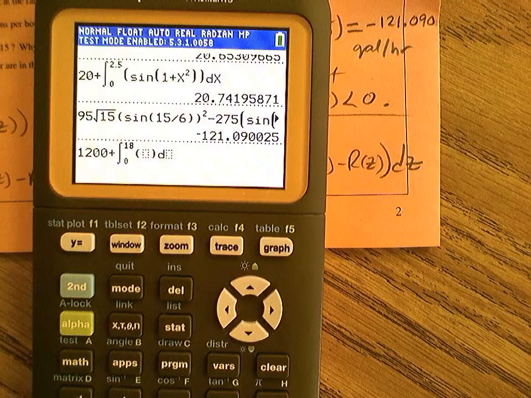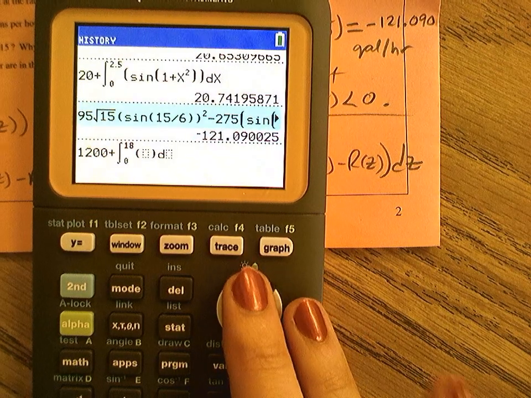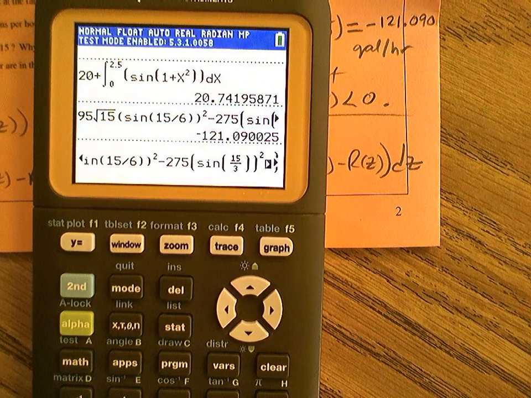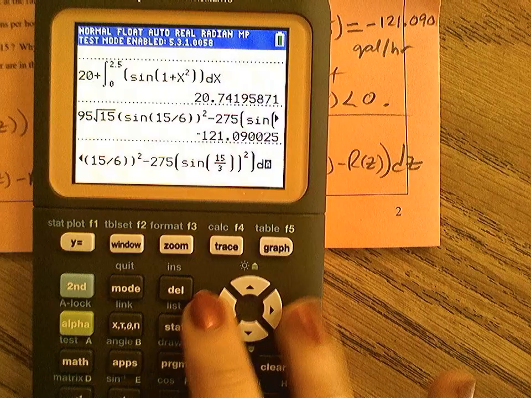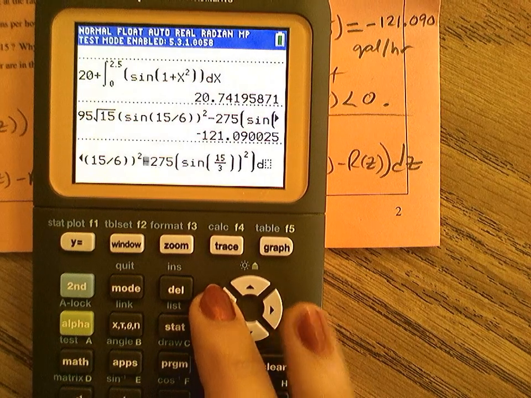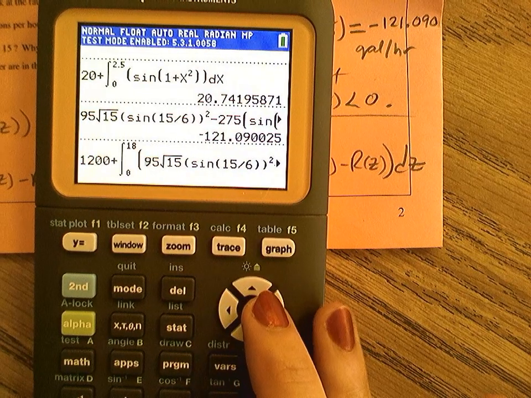If I put that there, and then I go up here, and then I hit enter. Yes! Guys, it went right into where I had the cursor. Oh my gosh, that's so much easier. So we can cut and paste.